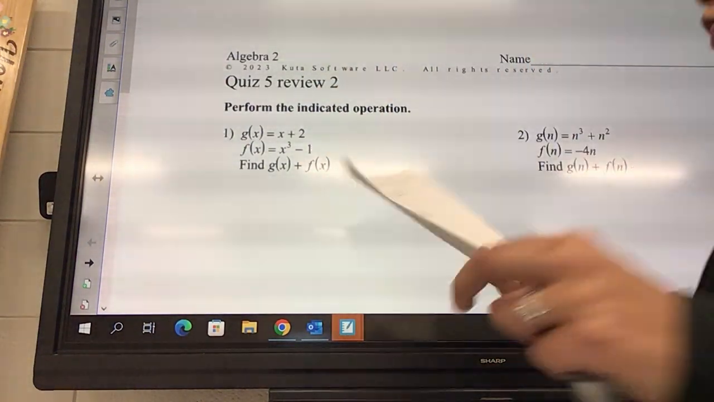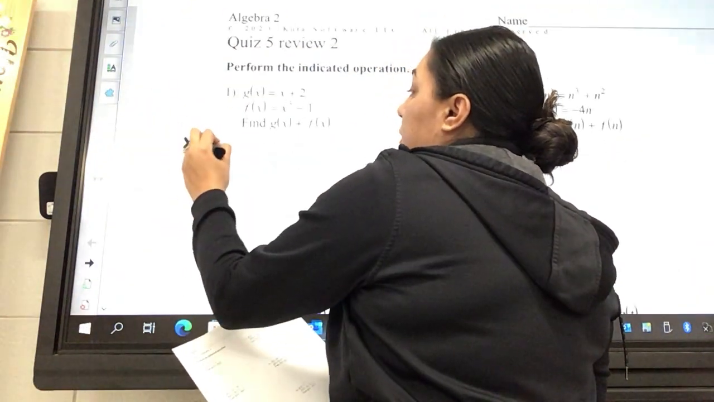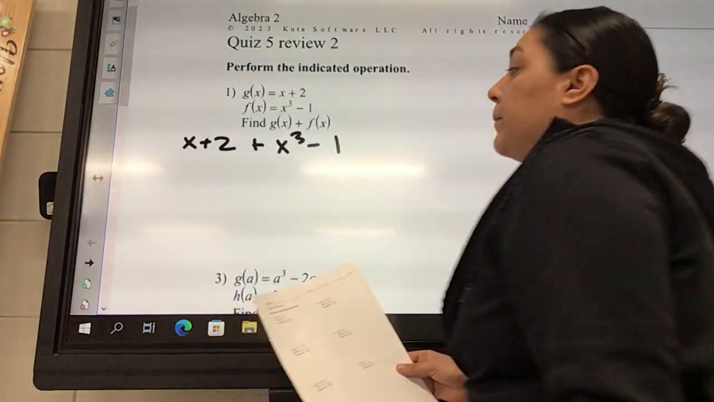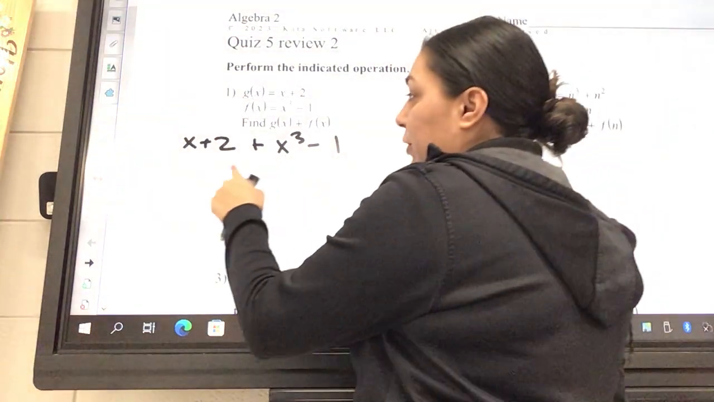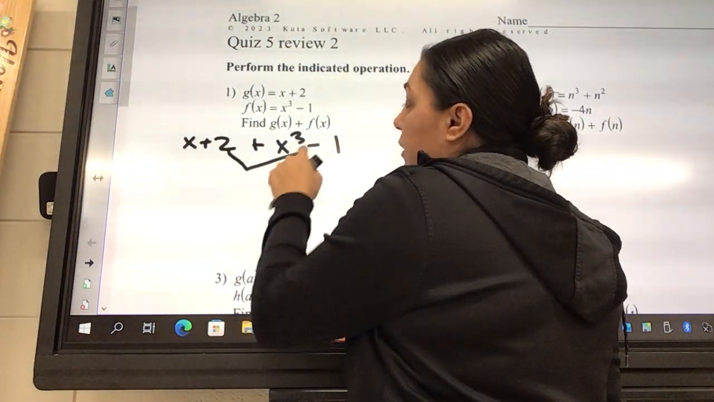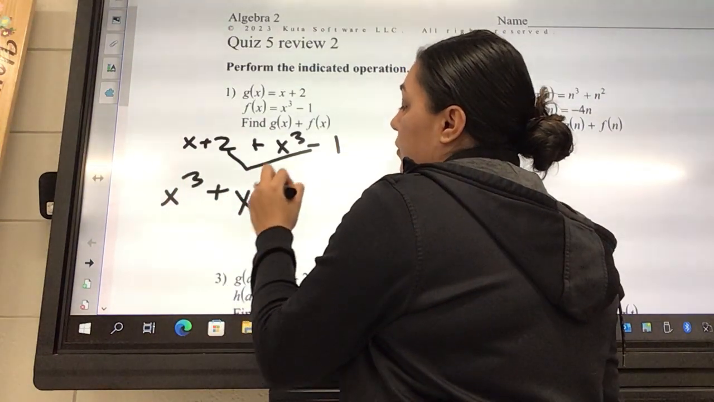So this says G plus F. Okay, well, my G is going to be x plus 2 plus my F is x^3 minus 1. Okay, and then we're going to combine like terms. My x^3 I can't put with anything. My x I can't put with anything, but this 2 and this negative 1 I can. So we're going to get x^3 plus x plus 1.